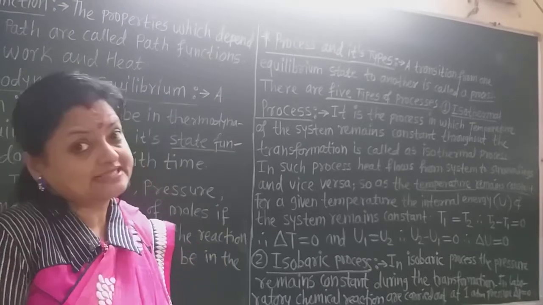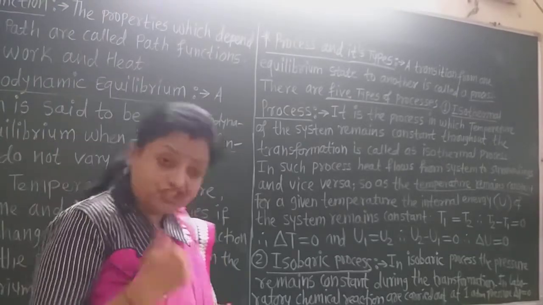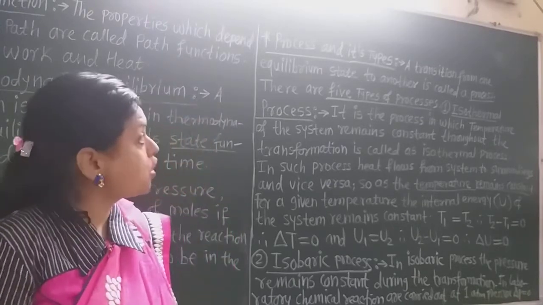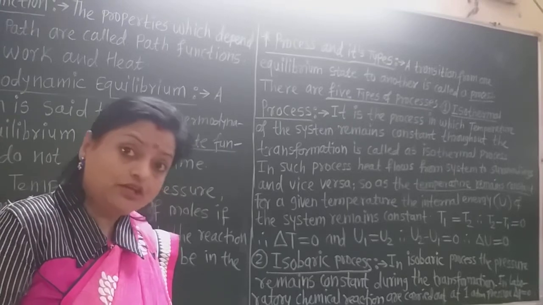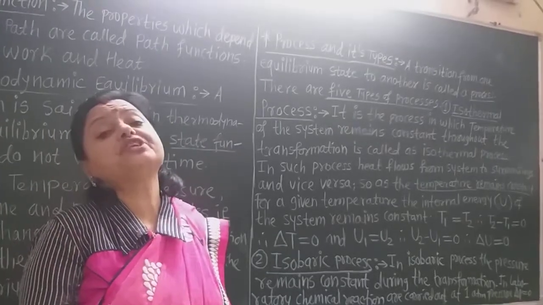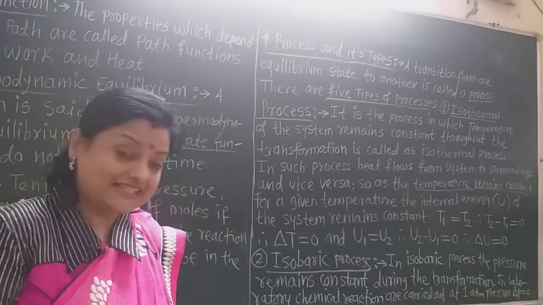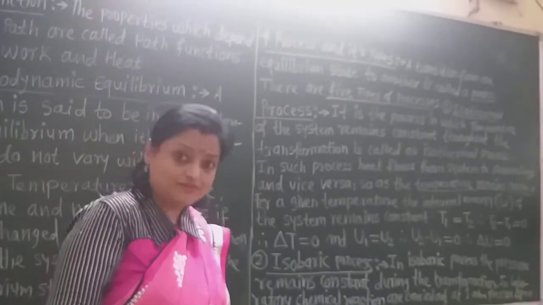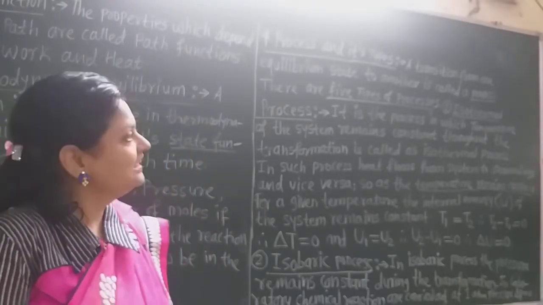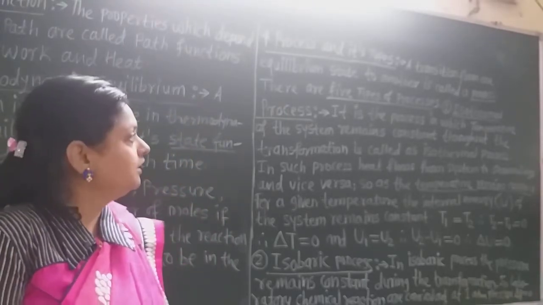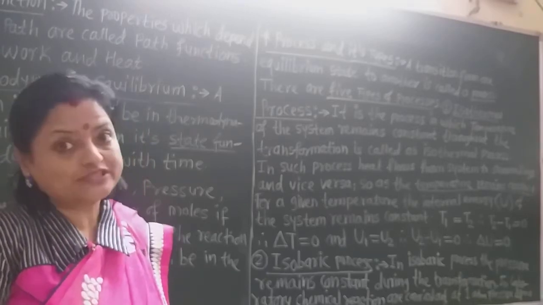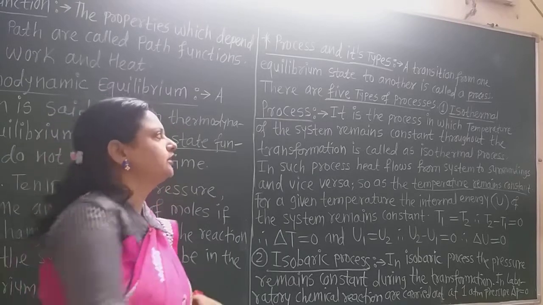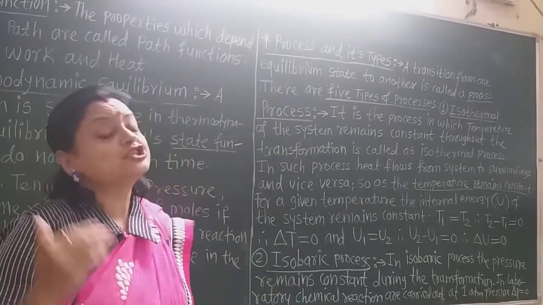Now what is a process? A transition or change from one equilibrium state to another equilibrium state is called a process. Now how many types of processes are there? There are 5 types of processes. The first one is the isothermal process.